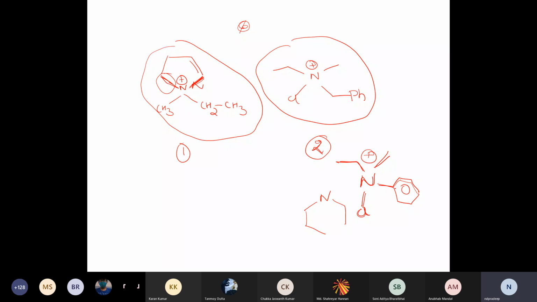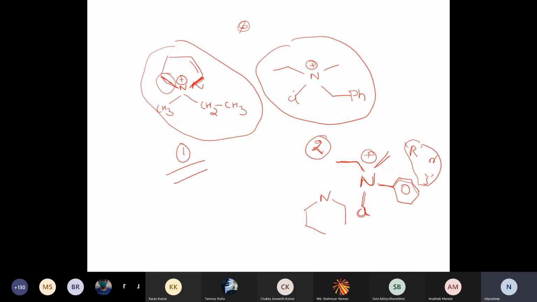Where is the lone pair of electrons here? So this will be R and S, dextro, levo. It will happen, okay, as for a tetravalent carbon. Then which will be easily separated, one and two? One. One will be easily separated because the other will always have rotation, conformational ring flipping. All things will happen for this.